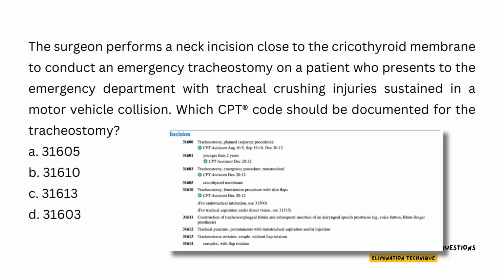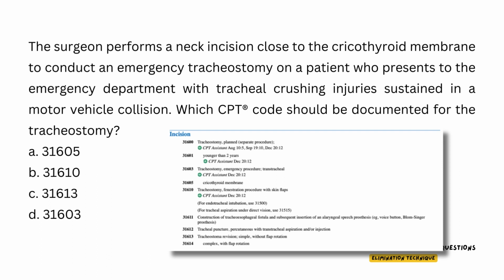Codes 31600 to 31614 capture incision procedures done on the trachea. Within this group of codes, 31600 to 31610 are used to report tracheostomies. The remaining codes, 31611 through 31614, talk about other incision procedures done on the trachea.